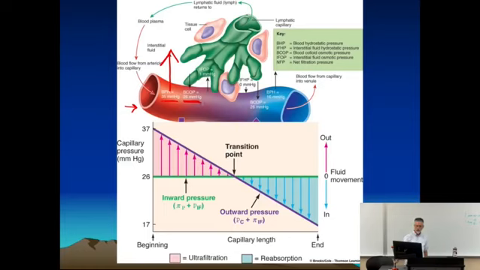So overall, we have a net filtration pressure that goes out at the beginning of the capillary, and then by the end, our hydrostatic pressure has weakened, and so now that osmotic pressure is more than our hydrostatic pressure. So overall, when we add those together, we have a net movement that's actually coming back in by the end of the capillary. So what we see at the beginning of the capillary, we have delivery to the tissues, and by the end of the capillary, we have fluid coming back in.